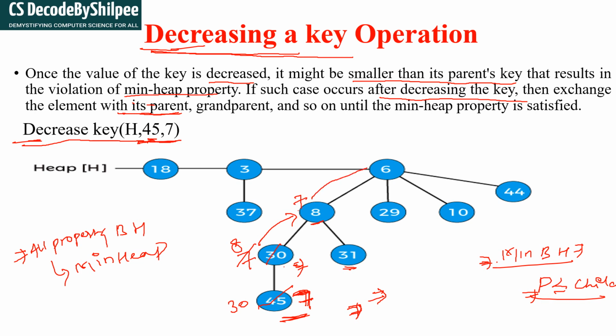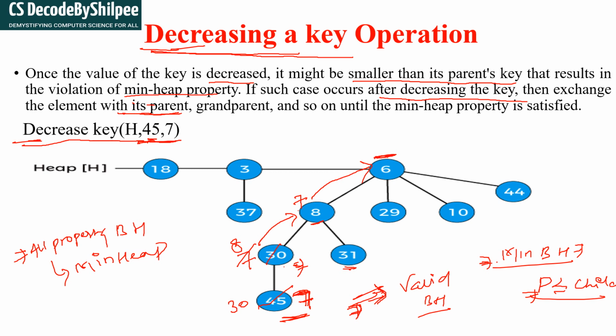Now again we check here: is 6 less than or equal to 7? Condition true, so we stop here, because now it is a valid binomial heap. It is valid because it follows the min heap property, and the orders of all the binomial trees are in increasing order. So this is the valid binomial heap.